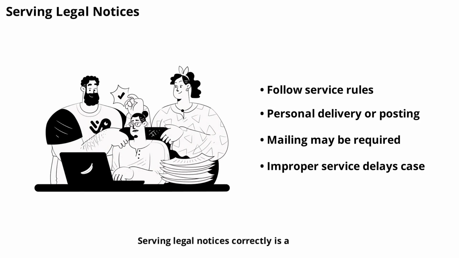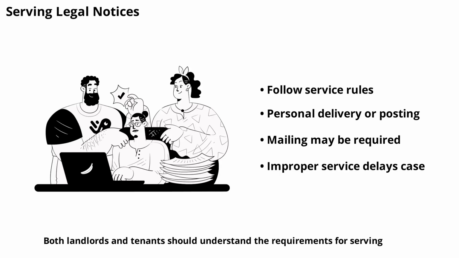Serving legal notices correctly is a critical step in the unlawful detainer process. Notices must be delivered in accordance with local laws, which may require personal delivery, posting on the property, or mailing. Improper service can delay the case or result in dismissal. Both landlords and tenants should understand the requirements for serving and receiving legal notices to ensure the process moves forward smoothly.